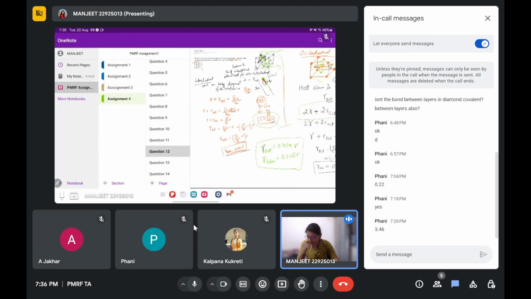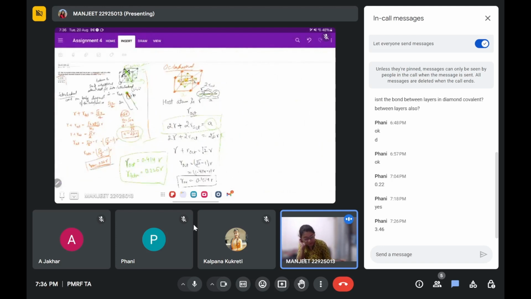In question number 12, we have to find out the size of the interstitial atom that can fit into the tetrahedral void with the radius r. So we have to calculate this. First consider the void, the tetrahedral void, and then consider the atom that is fitting there. From there, put in the known relation with the lattice parameter, and compare with the relation between a and r.